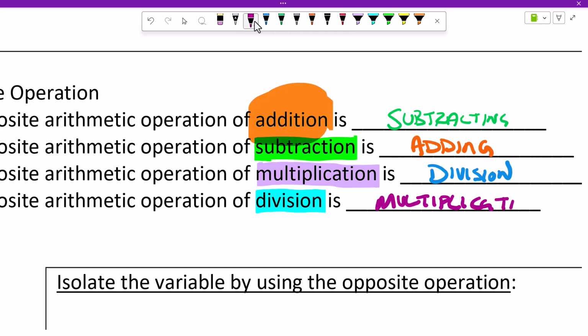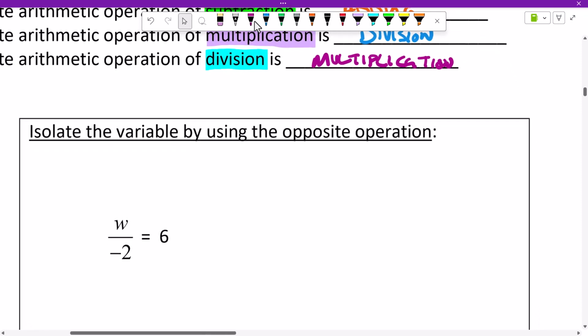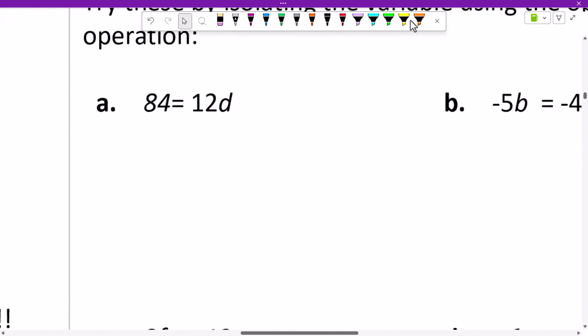You're going to hear the phrase isolate the variable. All that means is get the letter all by itself on one side of the equation. That means move all the numbers away from it. Isolate, alone. You can get equations looking very, very different, but that's the simple process.